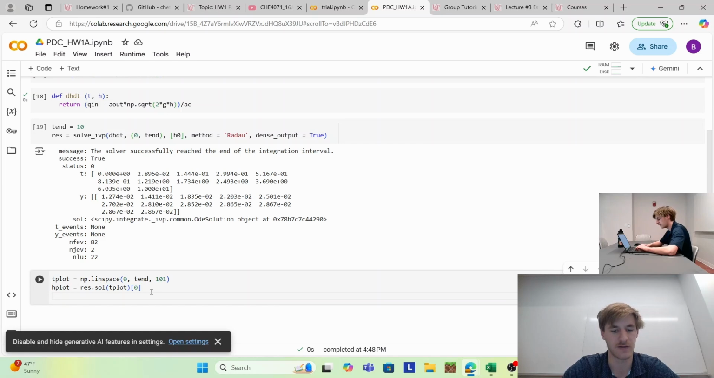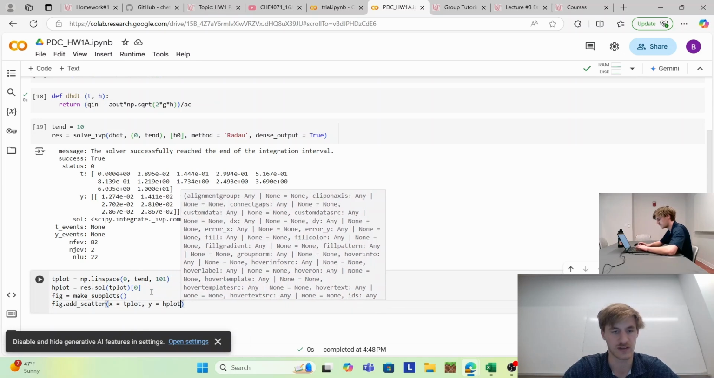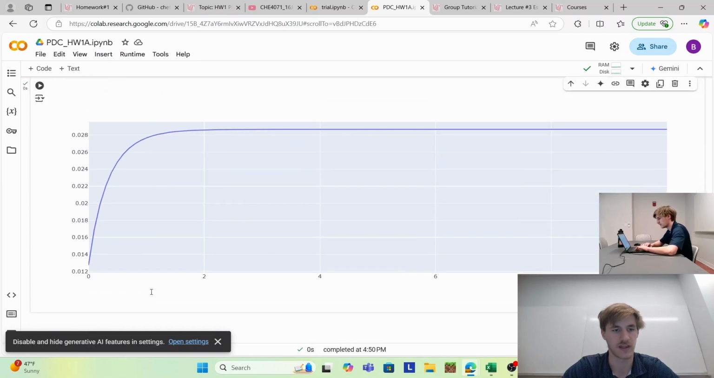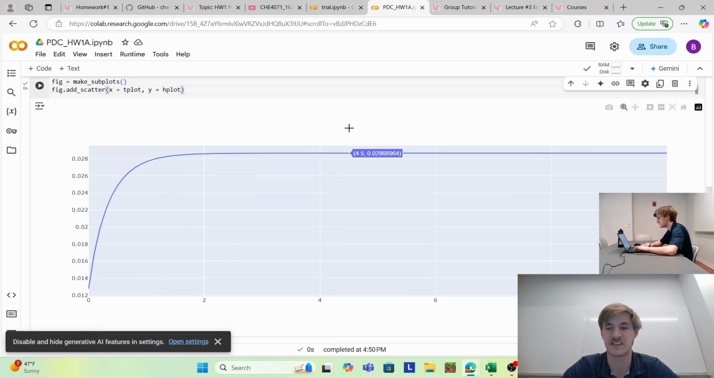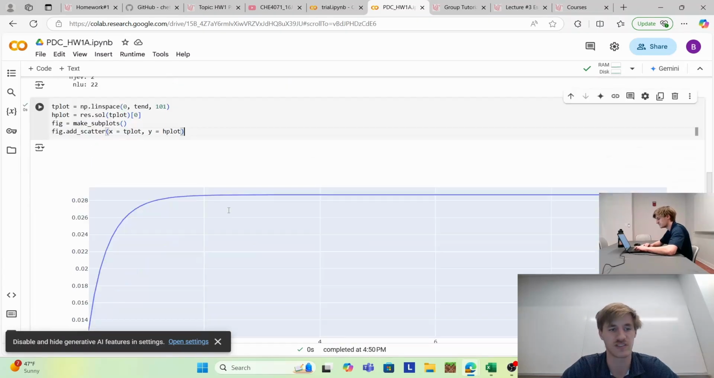Next, we want to make a figure, so sig equals make subplots, and then figure dot add scatter, where x equals time plot and y equals h plot. All right, and so here we have our graph, and you can see it pretty much looks the exact same as the Excel file. It should. It's all of the same equations there.